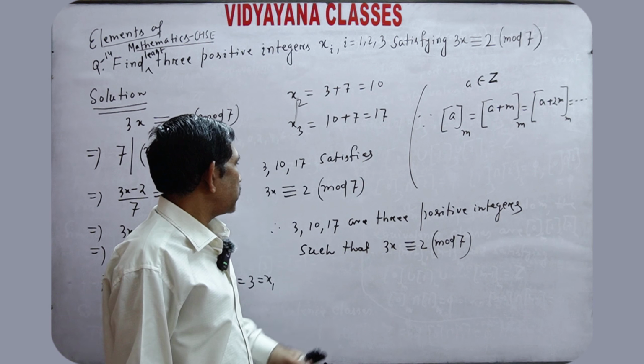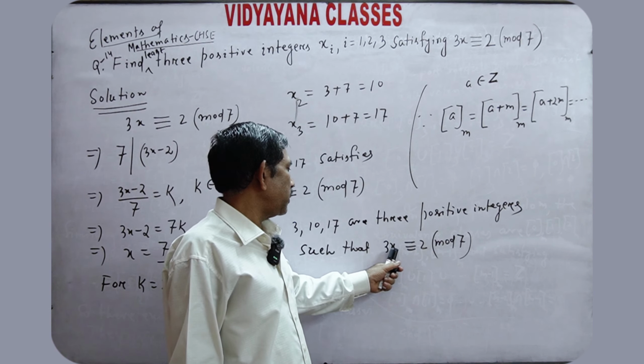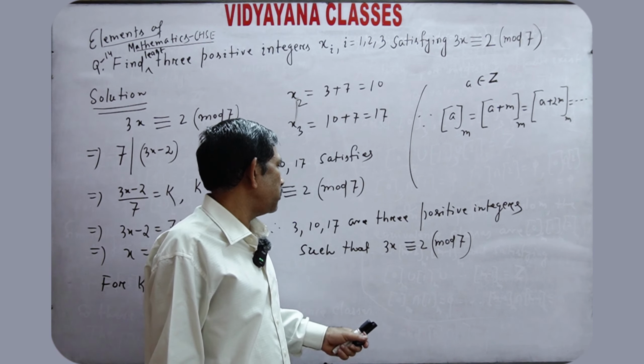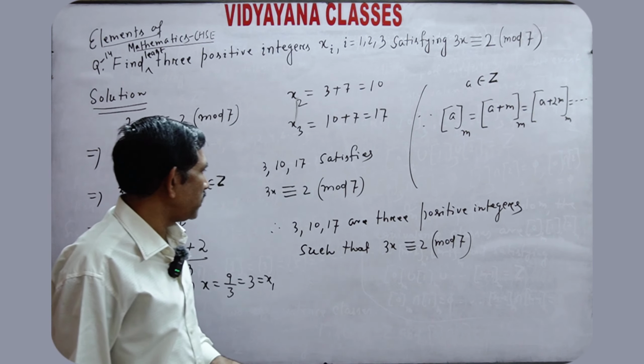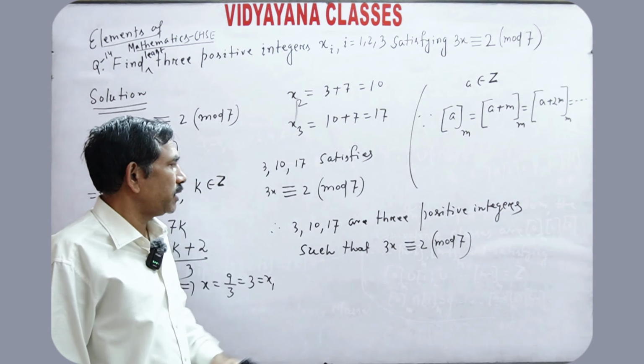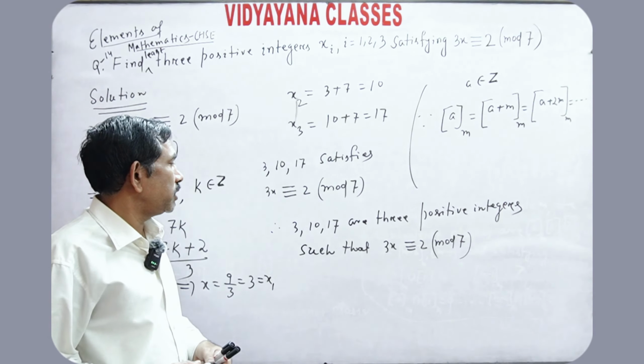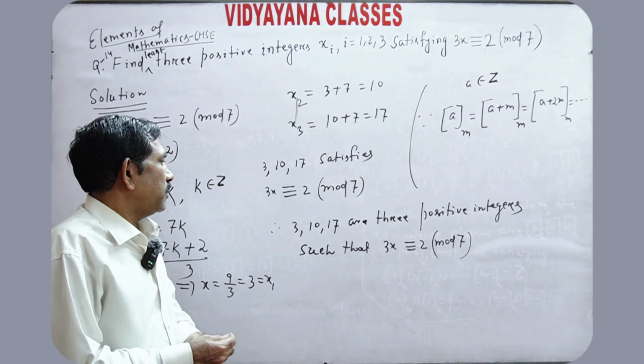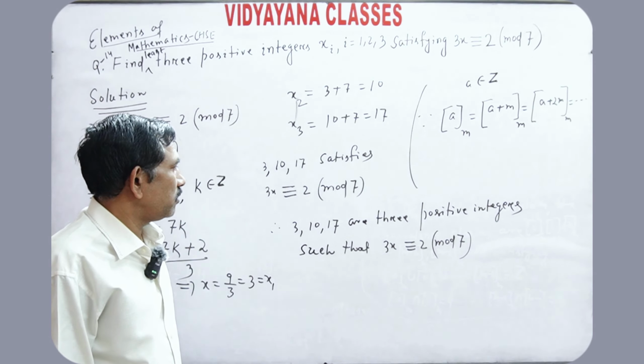Similarly, x equal to 17. 3 into 17 is equal to 51. 51 minus 2 is equal to 49. 49 is divisible by 7. Therefore, 3, 10, 17 are 3 positive integers such that 3x is congruent to 2 modulo 7.